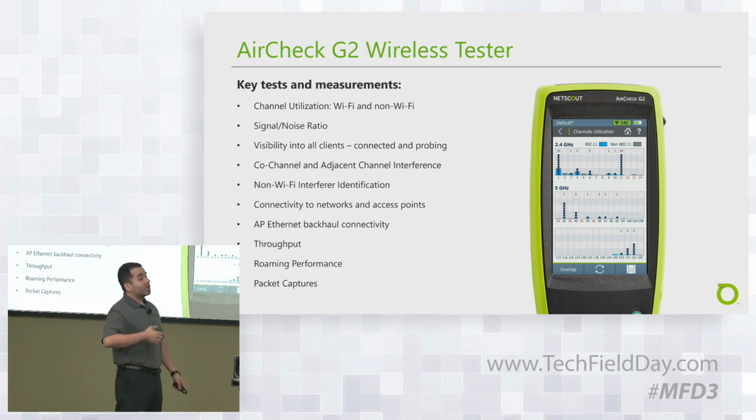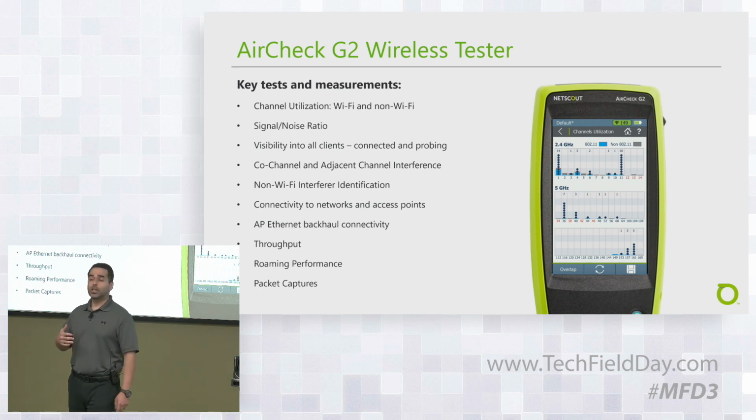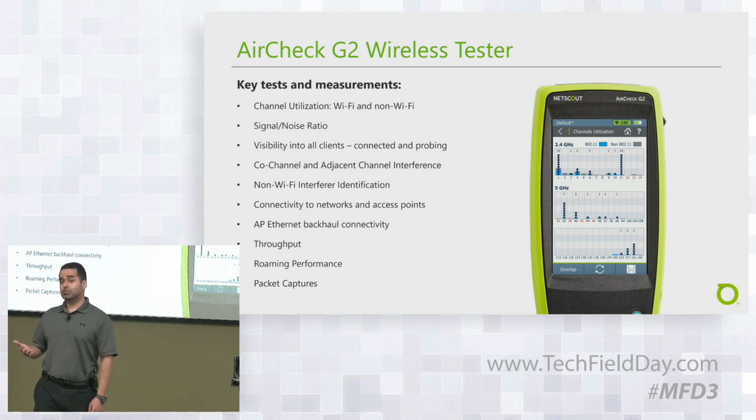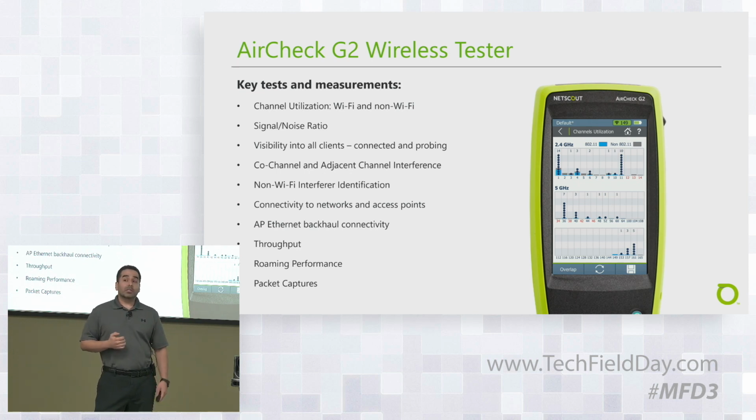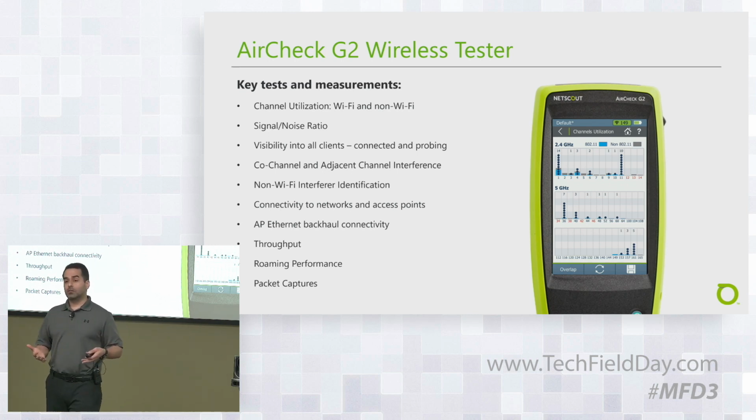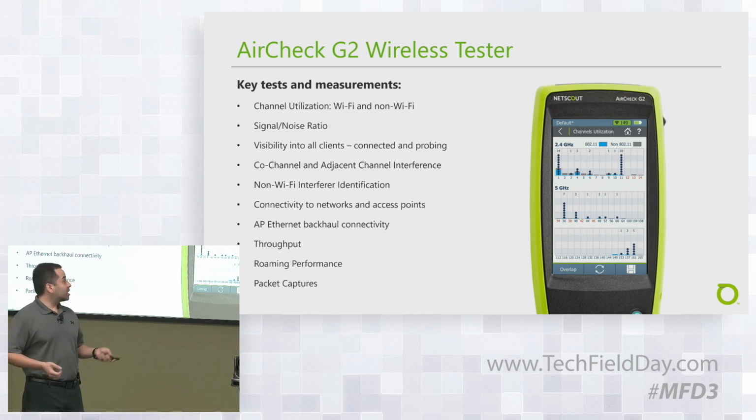You can verify connectivity to the network. So can I connect? Is it taking too long to get an IP address? Maybe the DNS server is not responding. All that kind of stuff. You have an Ethernet test. So let's say you're installing access points. You want to verify, is there PoE on the cable? Can I see the DHCP server, the DNS server, etc.? So all that is available in there.